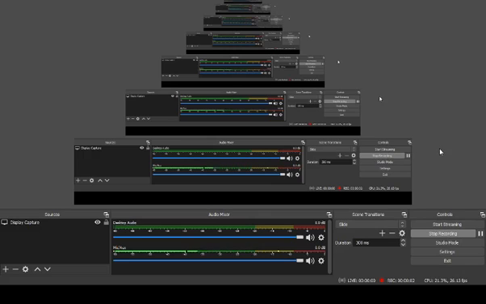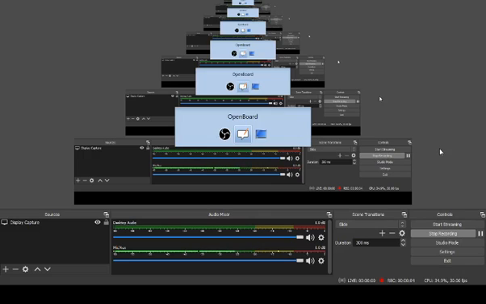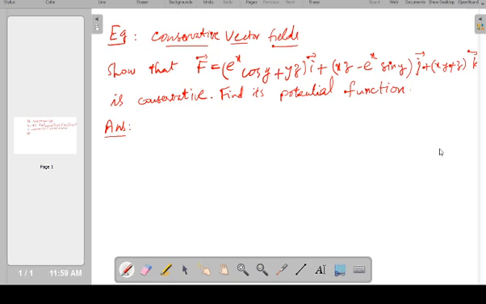Hello students, we will look at a conservative vector fields example, a test for conservativeness of a vector field. So this is the example. Show that the vector field F equal to e to the power x cos y plus yz times vector i, plus xz minus e to the power x sin y times vector j, plus xy plus z times vector k is conservative. So how do I prove conservativeness?